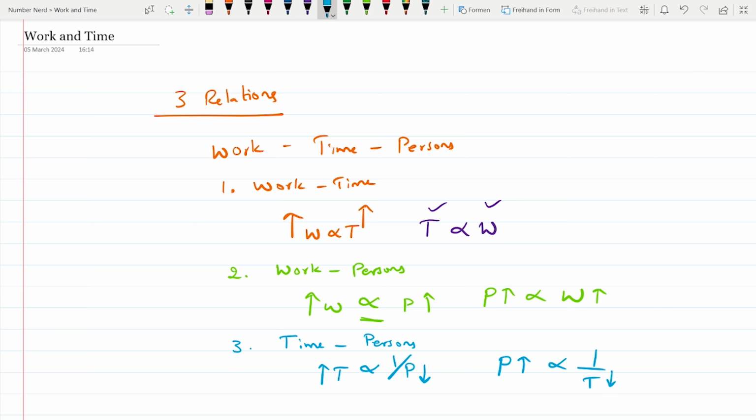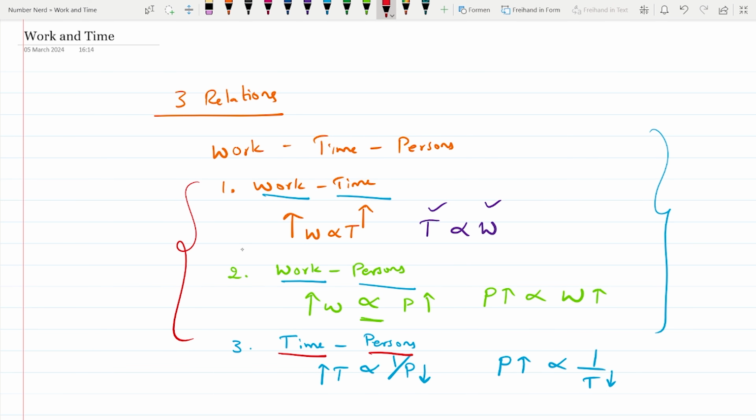Okay, these are the three relations that we should keep in mind. Don't memorize these three relations by heart, we have to understand them. If more work is there, then more time is required. If more work is there, then more persons are required. If more time is there, then fewer persons are required to do the same work. These are the three relations.